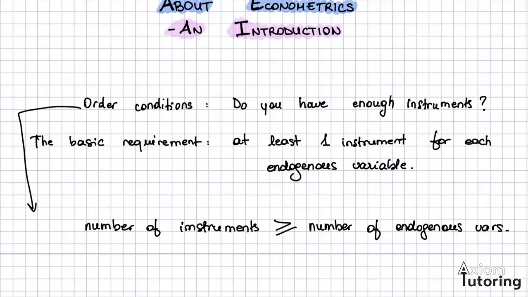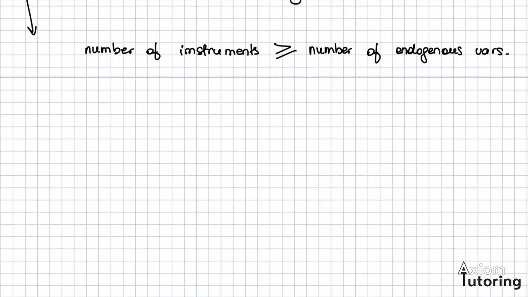You need at least as many instruments as endogenous variables to have enough information so that you can identify all the causal effects. Okay, so in a sense, you'll have to think about it as if you're solving simultaneous equations. If you have two unknowns, you need at least two equations. If you have two endogenous variables, you need at least two instruments. Okay? So let's look at what happens in those different case scenarios.